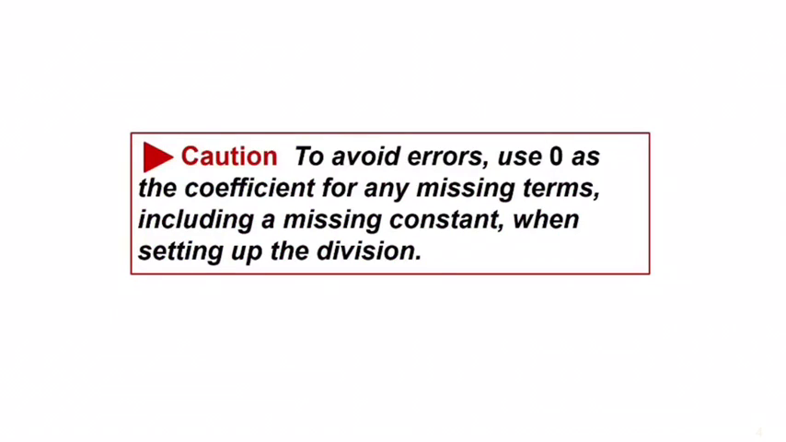Now let me give you just a little word of caution. To avoid errors, use 0 as the coefficient for any missing terms, including a missing constant when you set up your problem. For example, if you needed to divide into this polynomial, 5x to the fourth minus 6x squared plus 4, notice that the exponents jump from 4 to 2. The x to the third term is missing, and it jumps then from x squared term to constant term, so there's an x term missing.